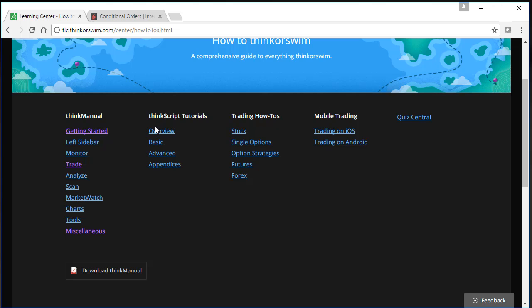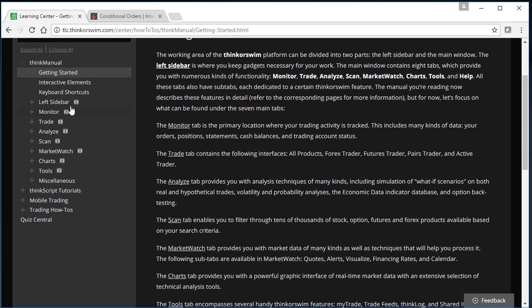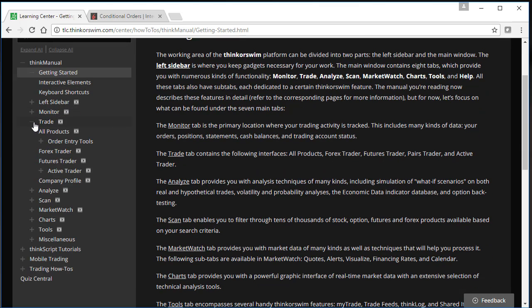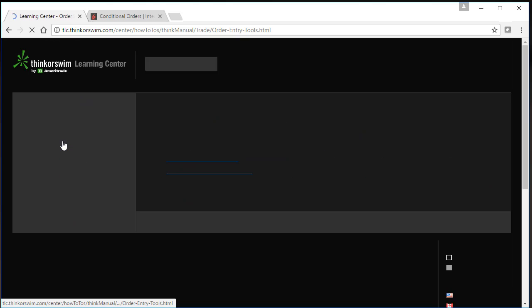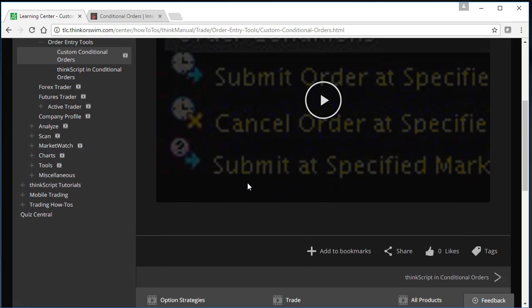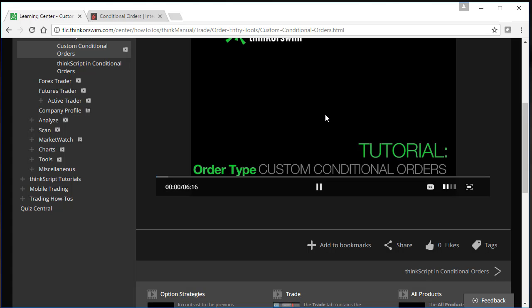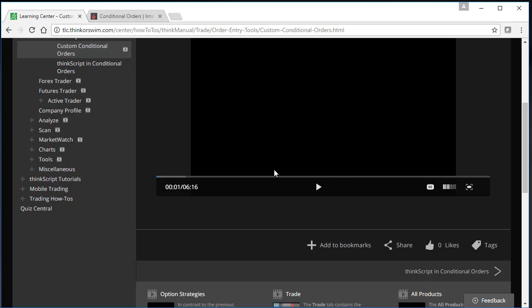Obviously the mobile trading how-tos, but right here, the Think Manual, this is where you're going to find all of these video lessons. And so right here, if you open up the Trade button right here, Order Entry Tools is going to give you all of the ones, how you're going to create custom conditional orders. And it's a very straightforward video lesson. It's about 6 minutes long, and that will definitely get you started in the right direction.